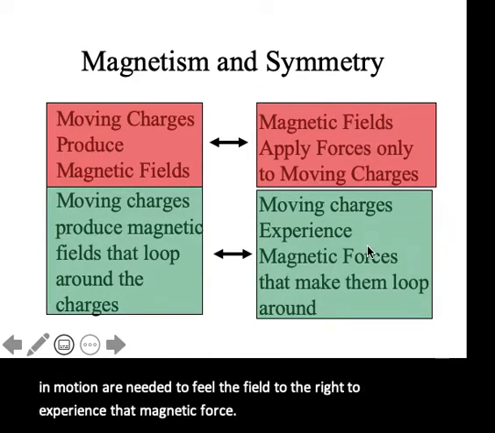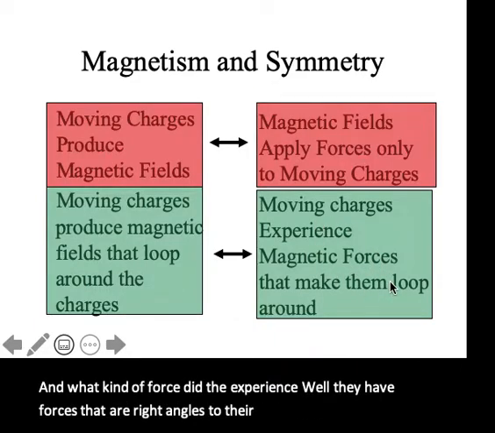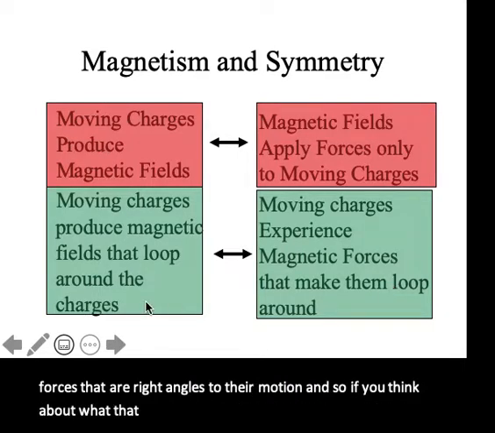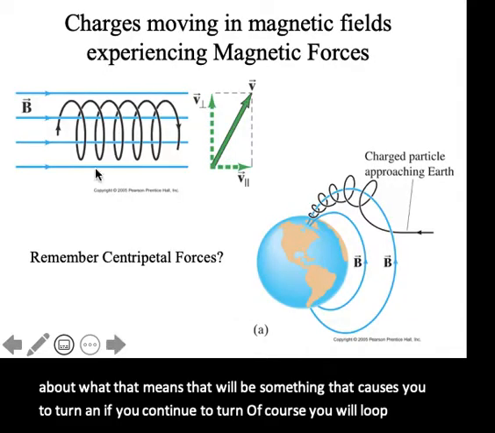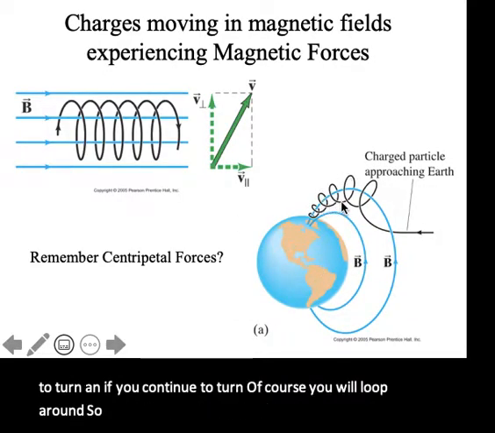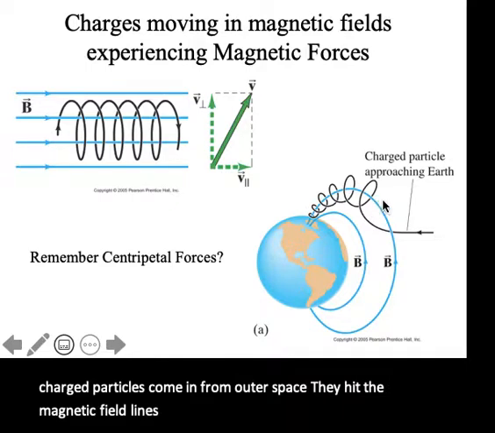And what kind of force do they experience? Well, they have forces that are at right angles to their motion. If you think about what that means, that will be something that causes you to turn. And if you continue to turn, of course, you will loop around. For instance, we talked about this last time. These charged particles come in from outer space. They hit the magnetic field lines around the Earth, and they start to spiral around.